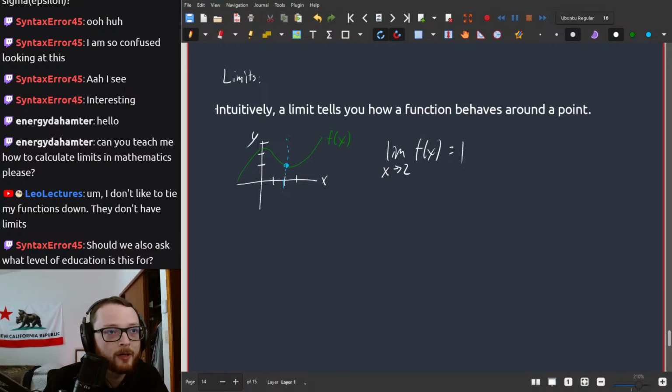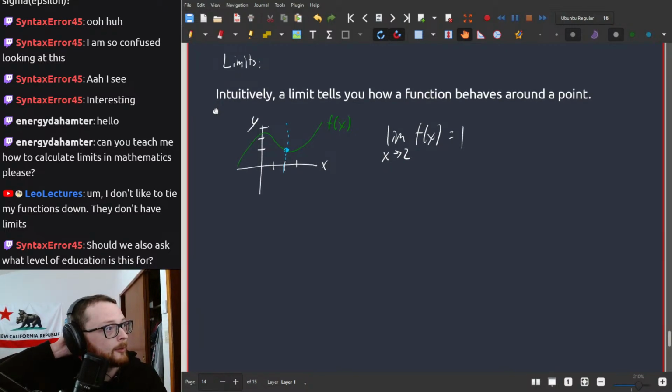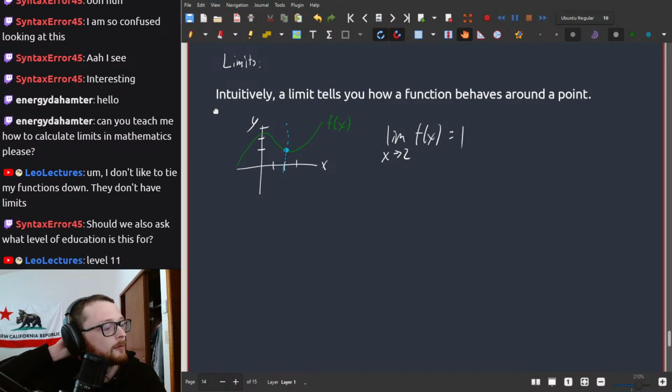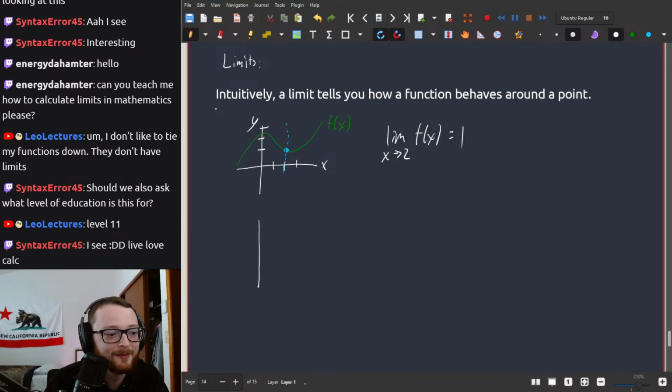I've talked to Energy about math before. I think Energy is maybe learning calculus for the first time, or has been for a while. Level 11. Yeah, calculus is awesome.